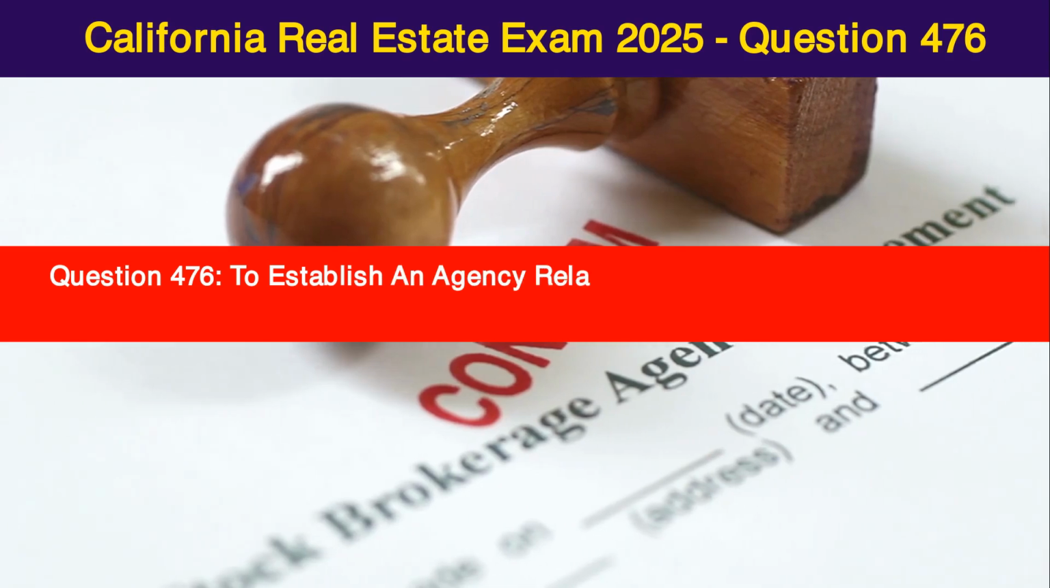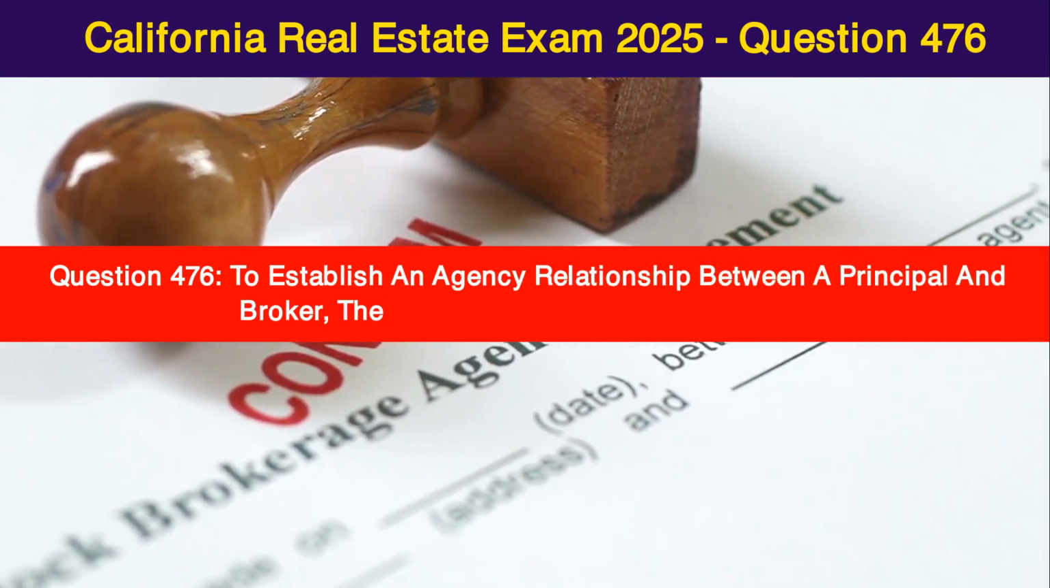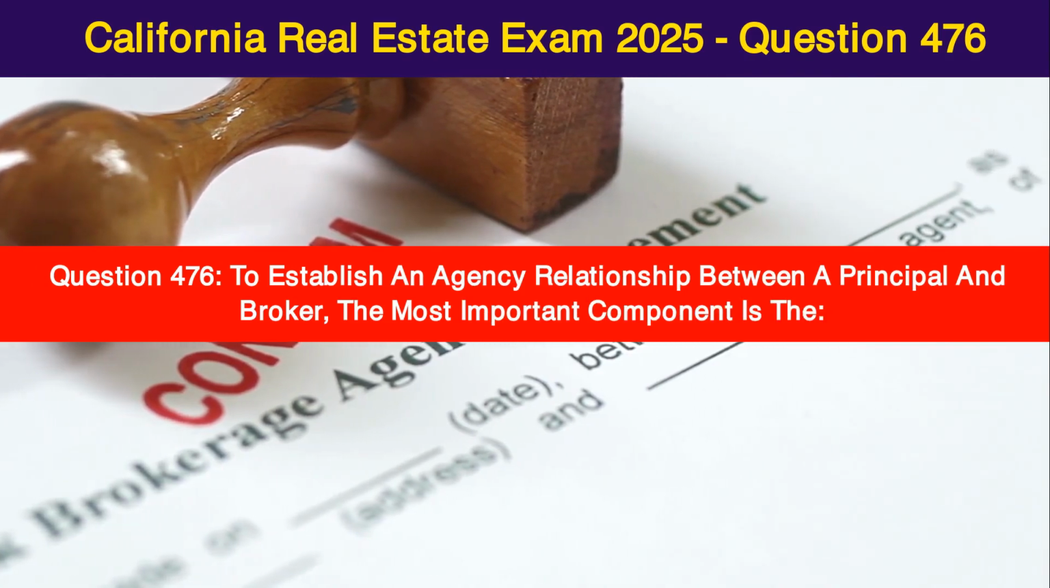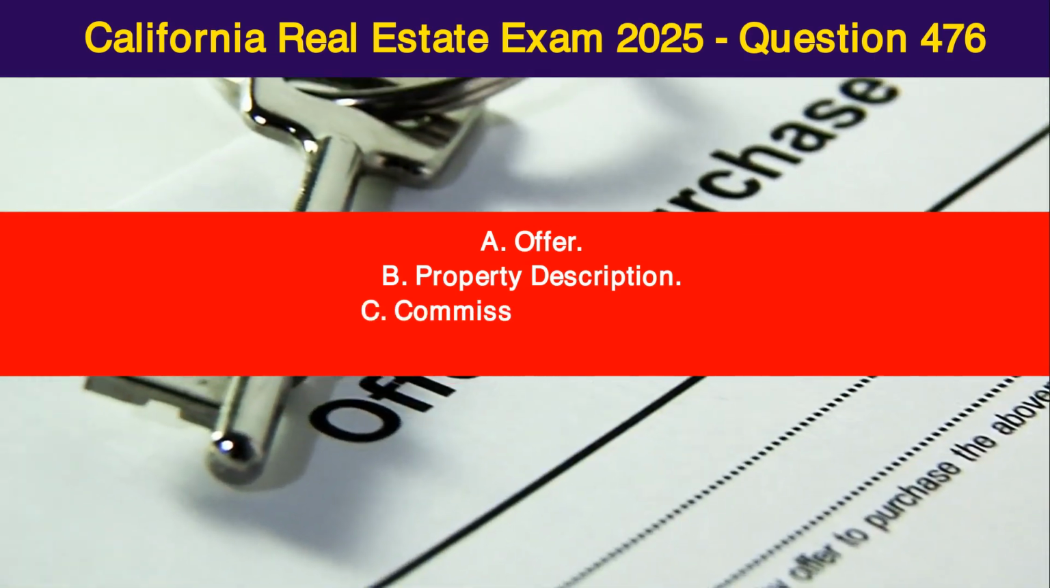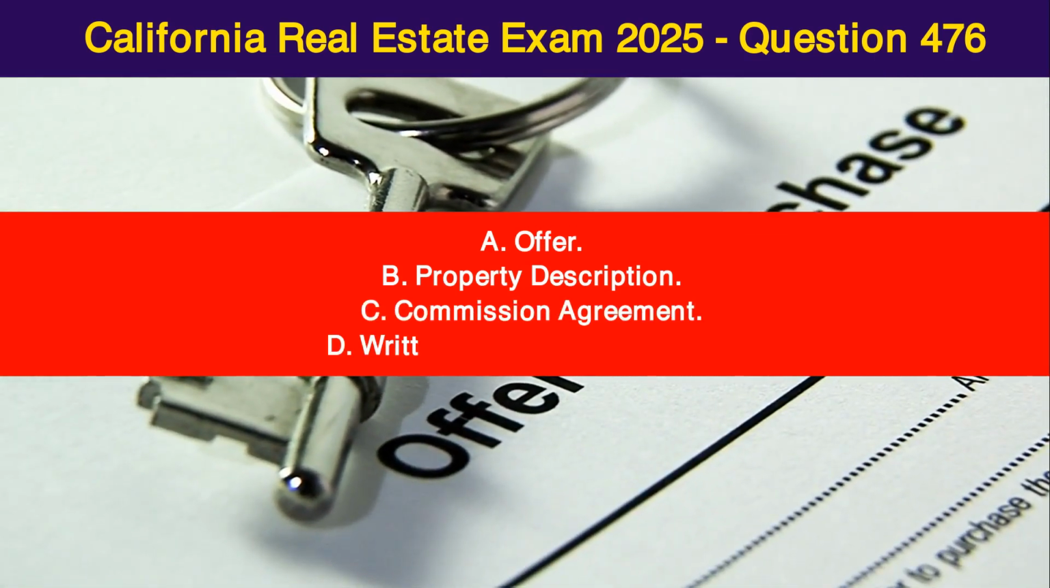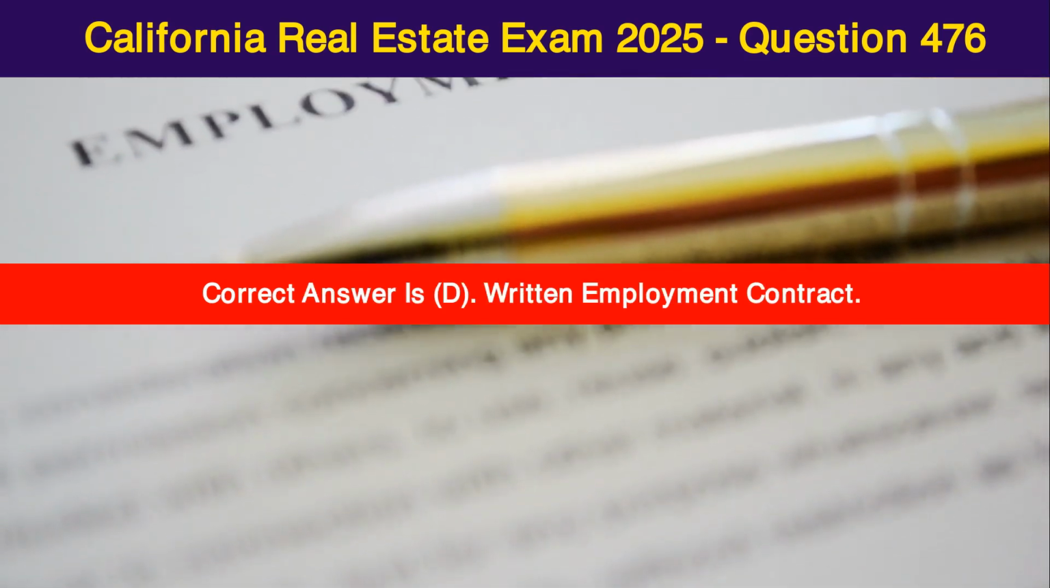Question 476. To establish an agency relationship between a principal and broker, the most important component is the A. Offer. B. Property description. C. Commission agreement. D. Written employment contract. Correct answer is D. Written employment contract.